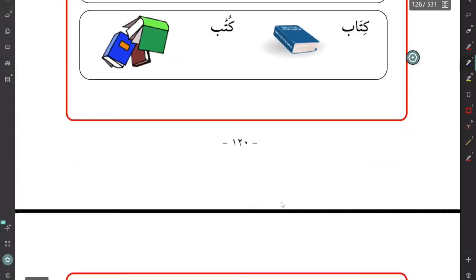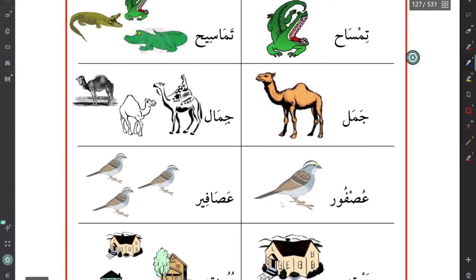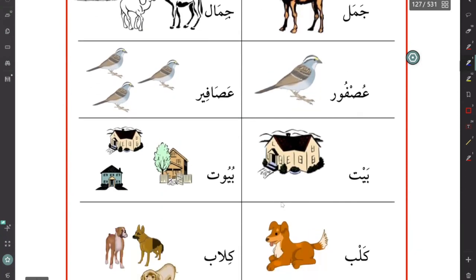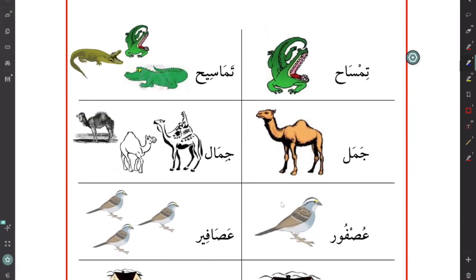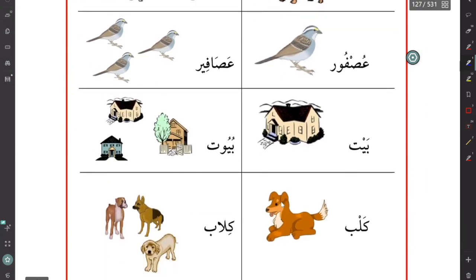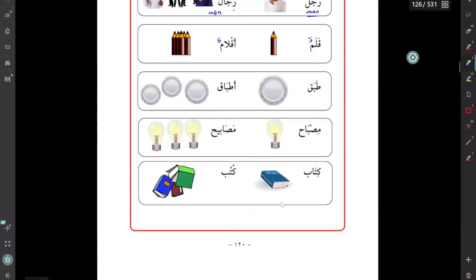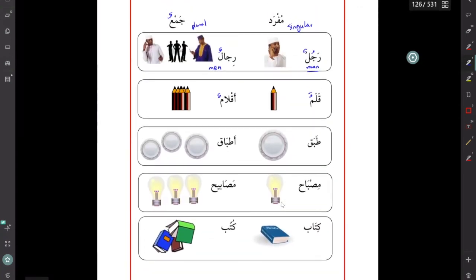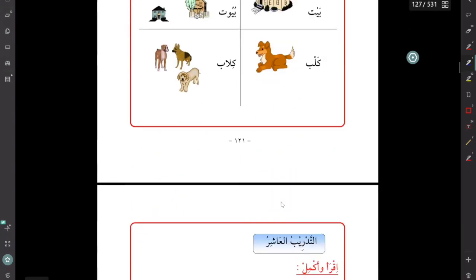Now we have more here. Timsah, tamasih. Jamal, jimal. Usfur, asafir. Bait, buyut. Kalb, kilab. We know all of these words, but now we are learning their plurals. I think if you repeat these words side by side a few times, inshallah you will get this memorized. It's not a big deal, inshallah.